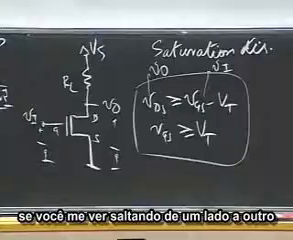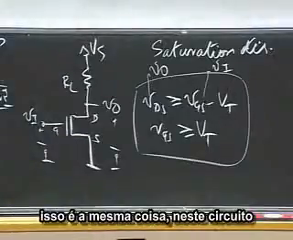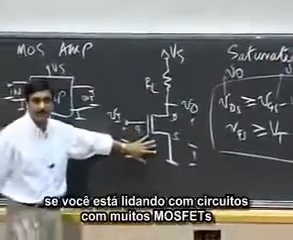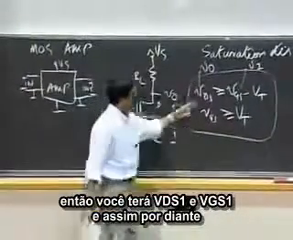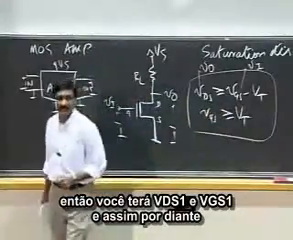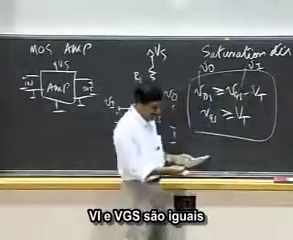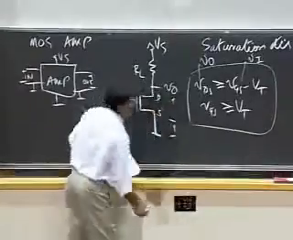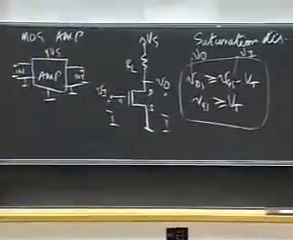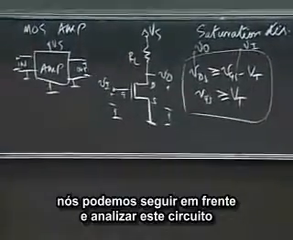Okay, so if you see me blithely jumping back and forth using VOs and VIs, or VDSs and VGSs, they're the same thing in this circuit. If you're dealing with circuits with many MOSFETs, then you will have VDS1s and VGS1s and so on and so forth. But for this simple circuit, V0 and VDS are the same, VI and VGS are the same. So we could go ahead and analyze that circuit.